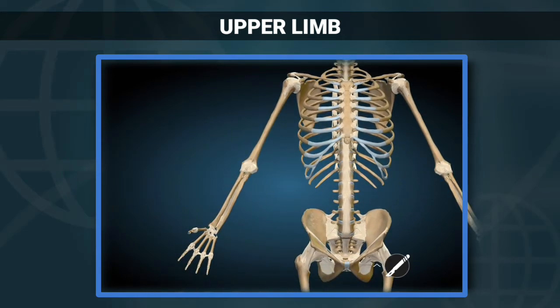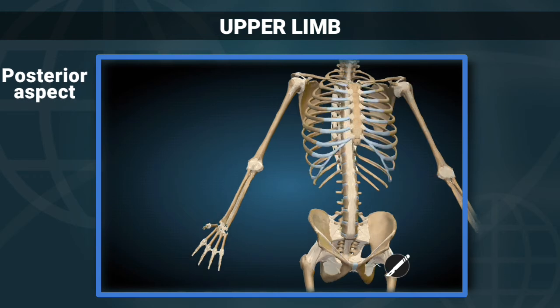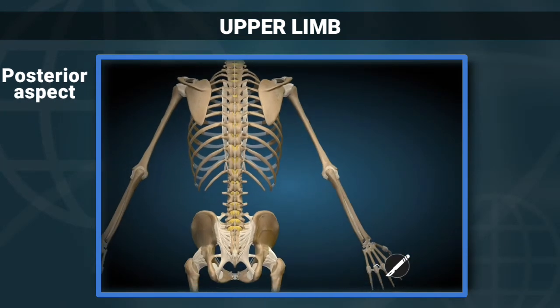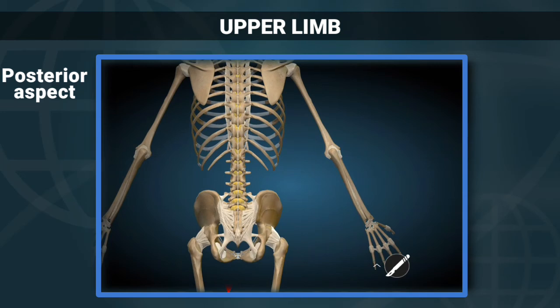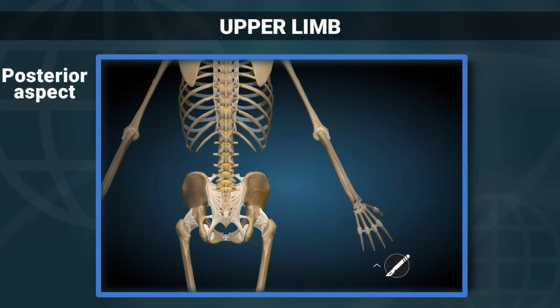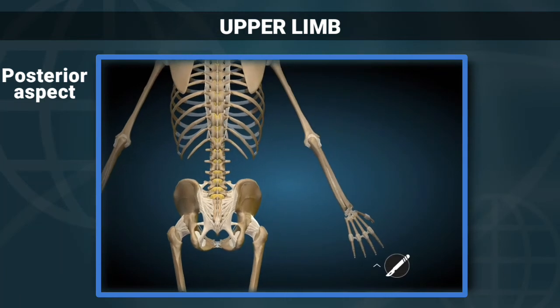Let's come to the dorsal or the posterior aspect of the upper limb. Let's rotate it. So this one is the posterior aspect or the back aspect in some sense. This is called the posterior aspect of the upper limb.